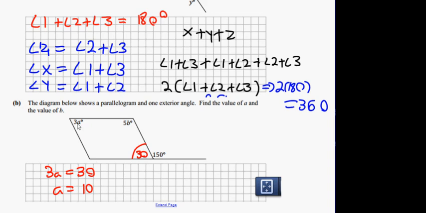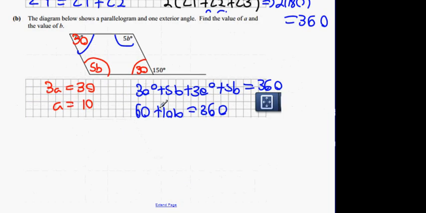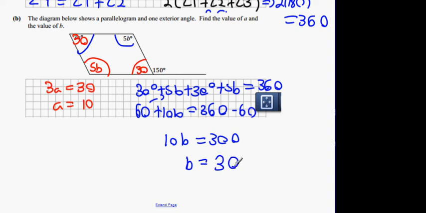Now we know there are two 30s. What angle does this one here have to be in terms of B? It's also going to be 5B. Now, in any four-sided object, all four angles added together must equal 360 degrees. So 30 degrees plus 5B plus another 30 degrees plus 5B must equal 360 degrees. Then 60 degrees plus 10B equals 360. Bring the 60 over to the other side, it becomes minus 60. 10B equals 300. B therefore must be 30. Okay? 30 degrees. Is that the last?